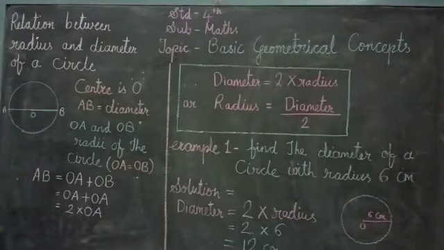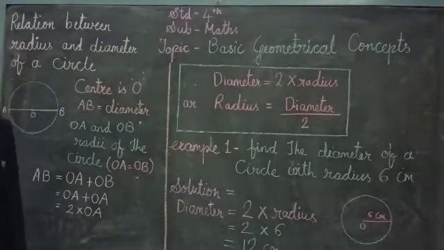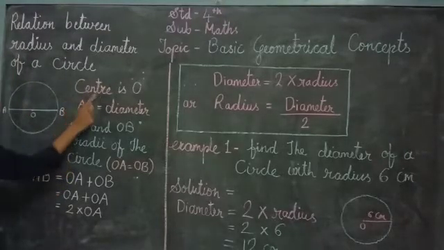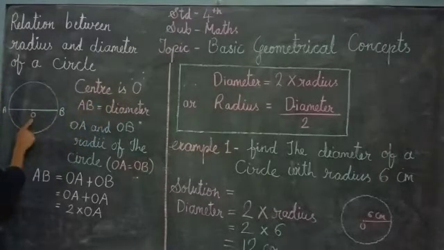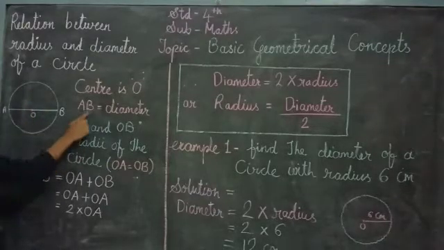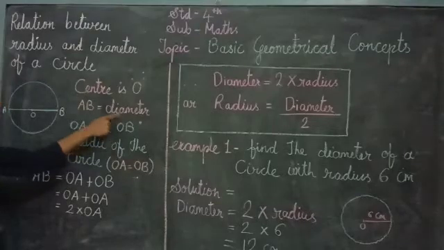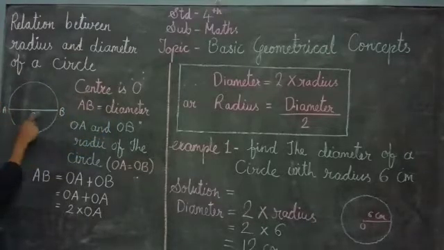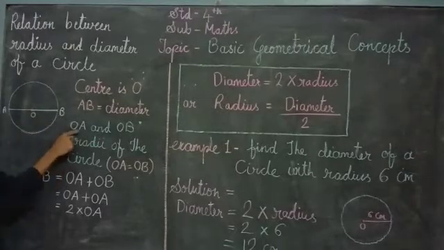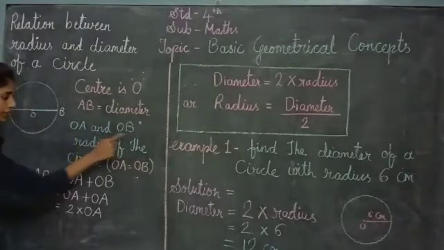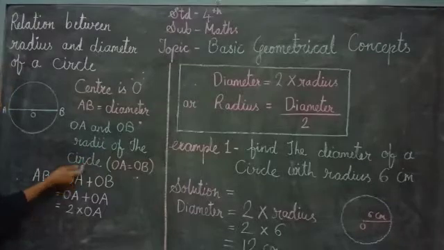Now let us see the relationship between diameter and radius. Some given things are here: the center is O. O is written in the center of the circle. Then AB is the diameter of this circle. Now OA and OB are radii of the circle.